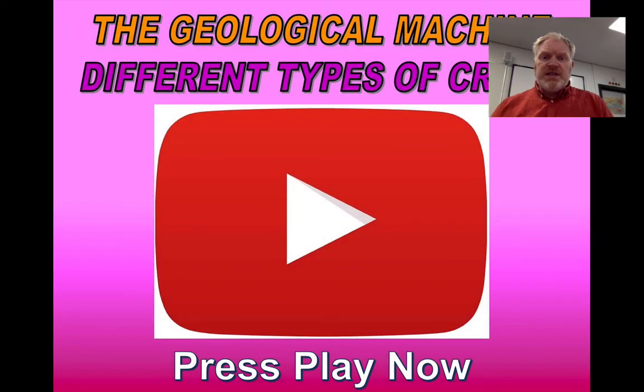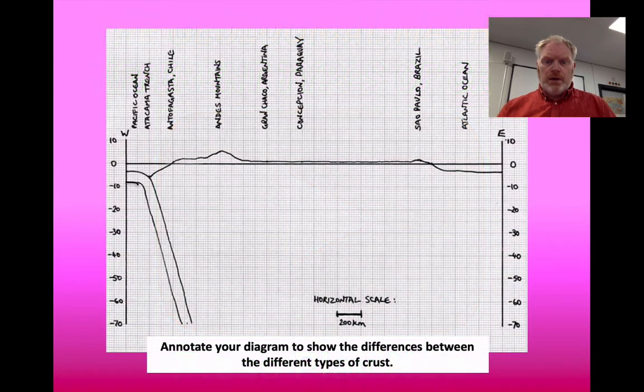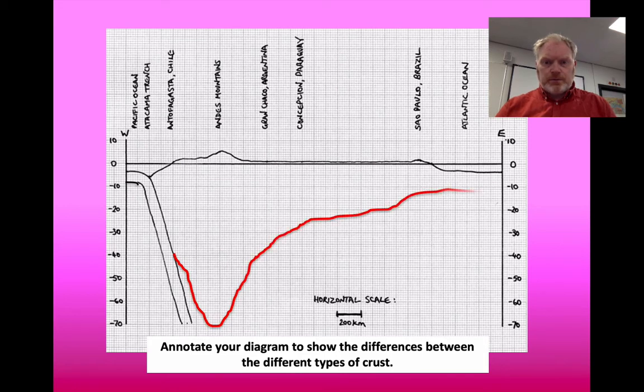Okay then, let's see what you've been able to plot. So we're looking to plot the base of the crust on this cross section through South America. If we plot the thickness of the crust at each of these places and then join them up, what we should see is a line that looks a little bit like this. You can see that the thickness of the crust varies tremendously.